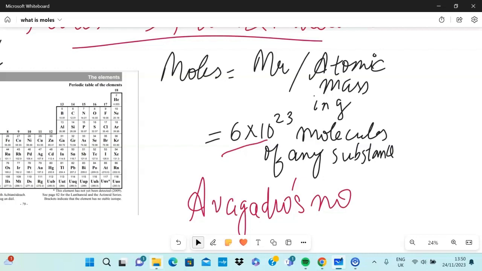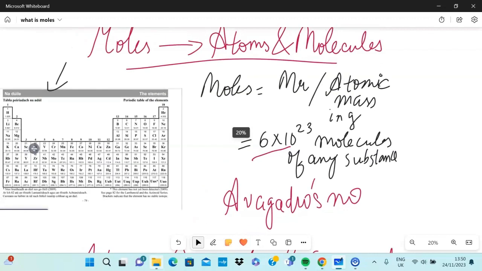And we also know that 1 mole is always equal to 6 times 10 to the power 23 molecules. So a mole of any substance on this earth is equal to 6 times 10 to the power 23 particles of that substance, if you get me. And 6 times 10 to the power 23 is also known commonly in our chemistry words as Avogadro's number. Okay, now let's get started.